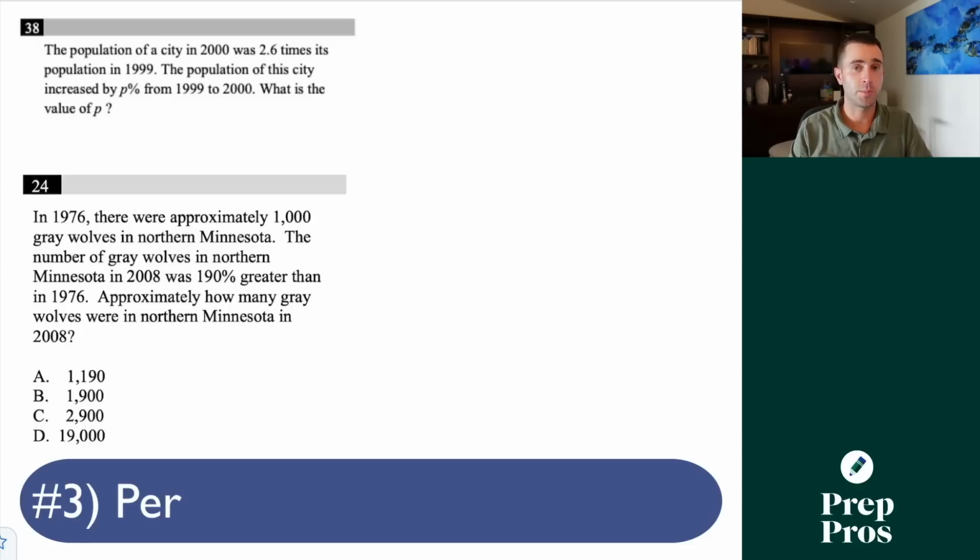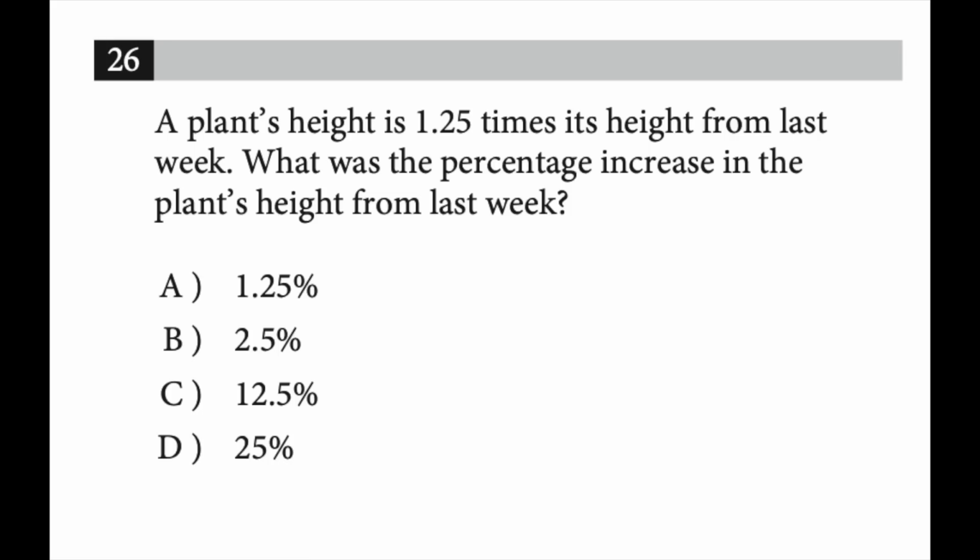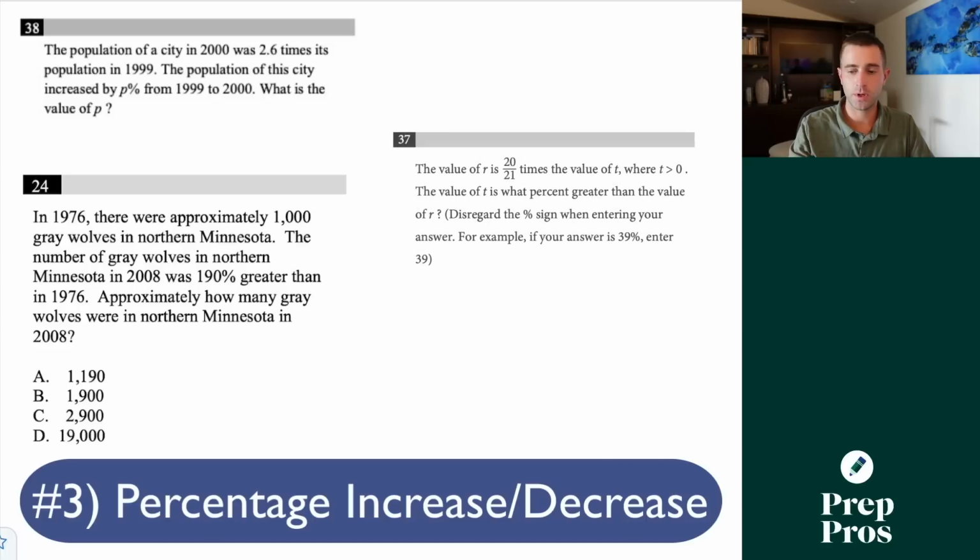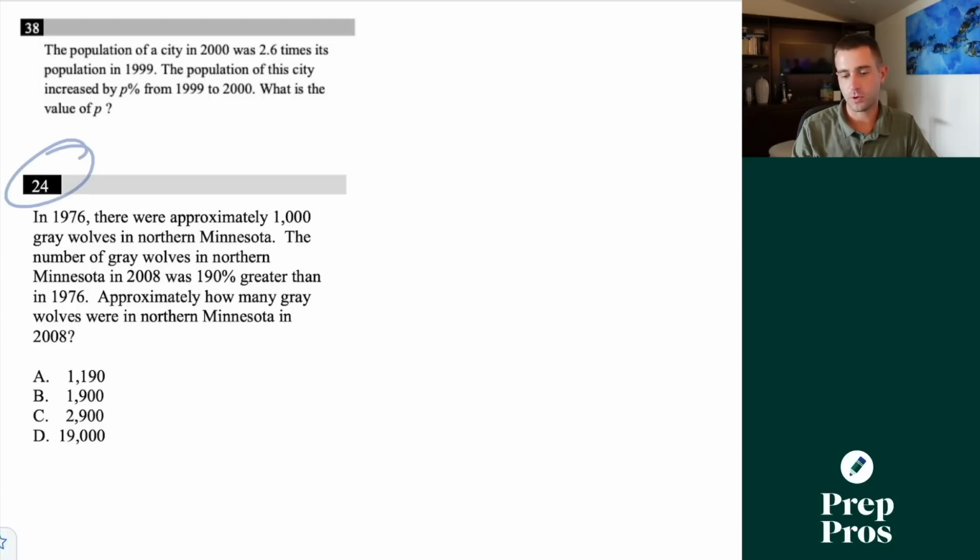Now up next are percent increases and decreases. These show up in all sorts of different forms on the SAT, but we're going to take a look at these 2 to really teach the basic concept. So we're going to start with 24. In 1976, there are approximately 1,000 gray wolves in northern Minnesota. The number of gray wolves in northern Minnesota in 2008 was 190% greater than in 1976. Approximately how many gray wolves were in Minnesota in 2008?